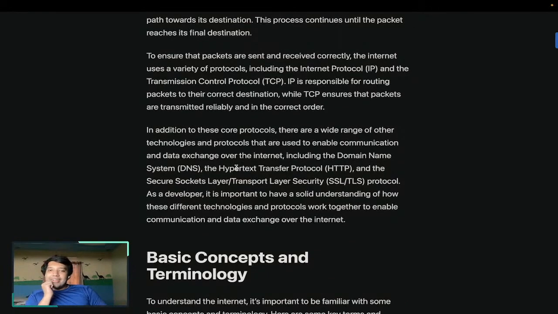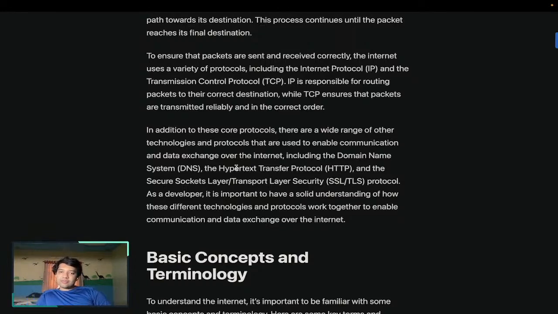To ensure that packets are sent and received correctly, the internet uses a variety of protocols, including the Internet Protocol (IP) and the TCP. IP is responsible for routing packets to their correct destination. TCP ensures the packets are transmitted reliably and in the correct order.